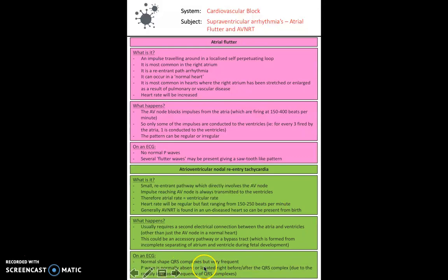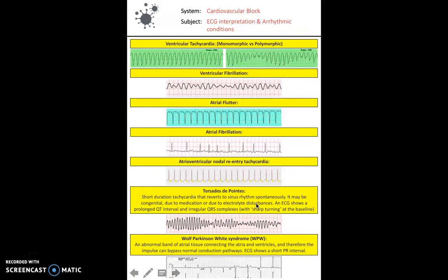On an ECG, we'll see normal QRS complexes, but they'll be very frequent because the heart rate is so high, and P waves will either be absent or right before the QRS complex, but in most cases they are absent in AVNRT.